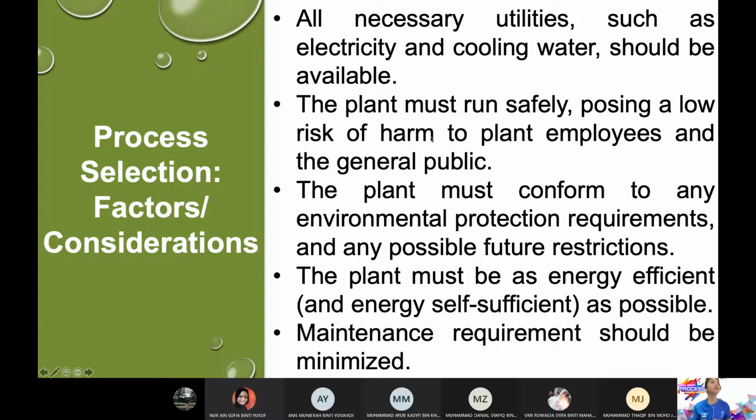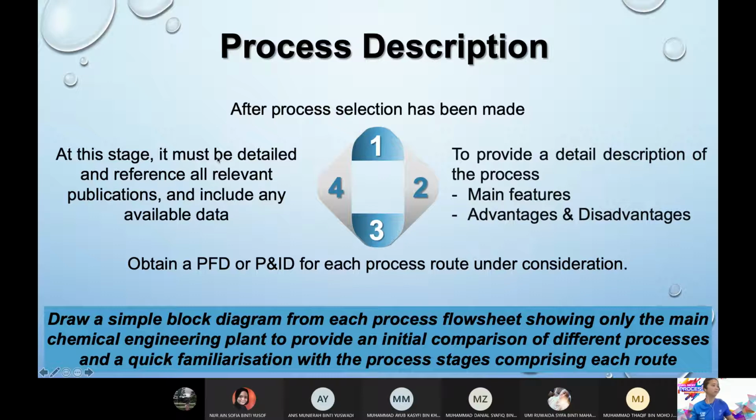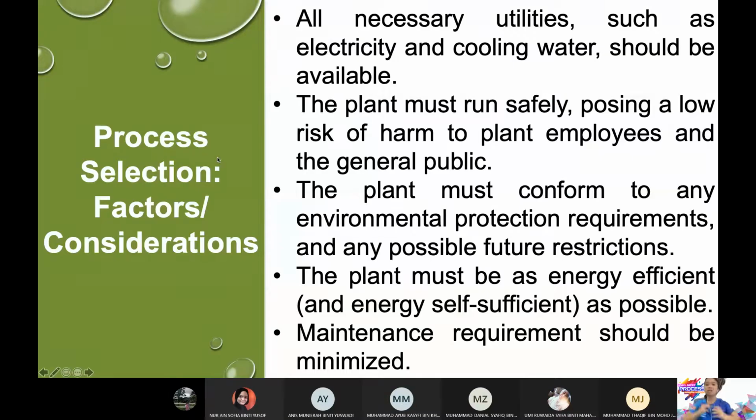Other factors as well, such as utilities like electricity and cooling water should be available. The plant must run safely. The plant must conform to any environmental protection requirement, and any potential future restriction. So you have to also consider safety and environmental considerations, which we will also study later.